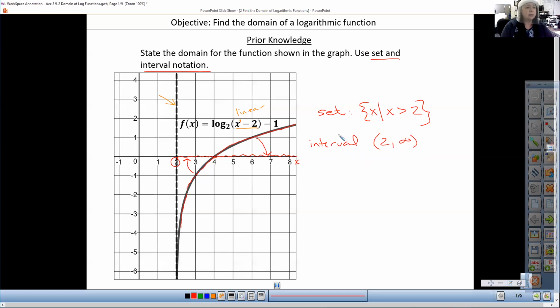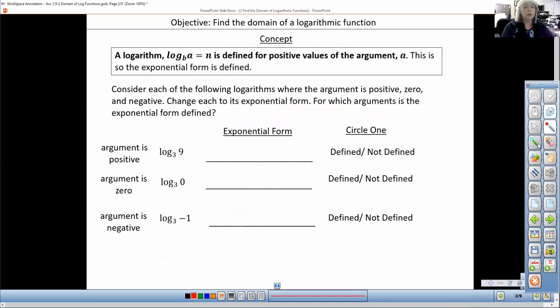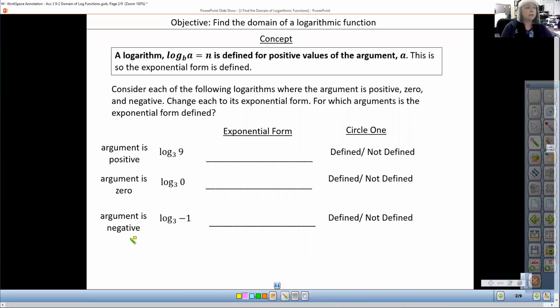It is important that you know the difference between your two notations so that when you're asked for only one of them, you give the correct answer, the notation that goes with that particular type of answer, set versus interval. We're not going to be using a graph though today, so that is going to make it important that, to find our domain, we have a little clearer understanding of our logarithms, which were introduced in the previous lesson.